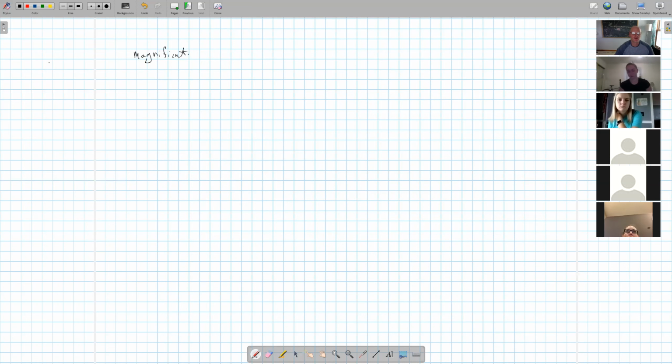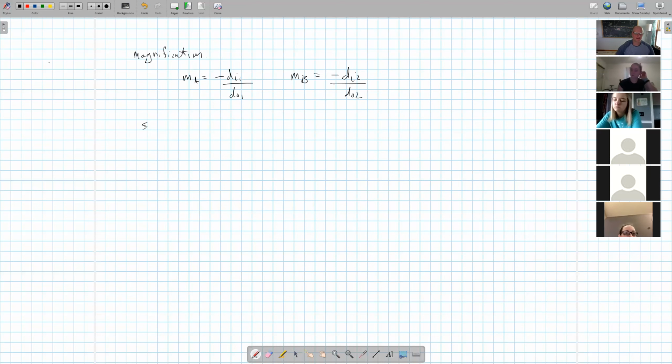Now the magnification. Here we would have two separate magnifications. We would have magnification MA, which is equal to minus image distance 1 divided by object distance 1, and this is the magnification from lens A. And then we'd have magnification MB, which is the magnification from lens B, equal to minus image distance 2 divided by object distance 2.